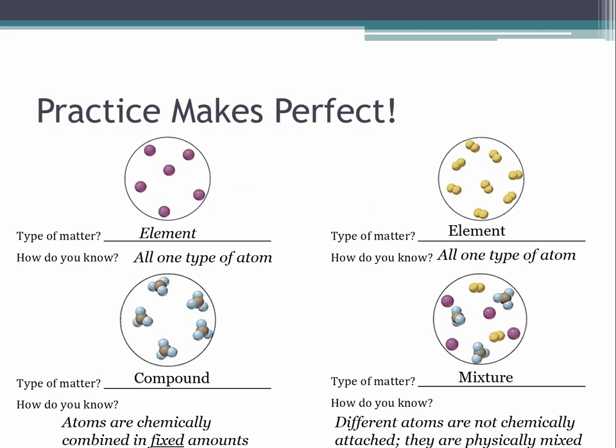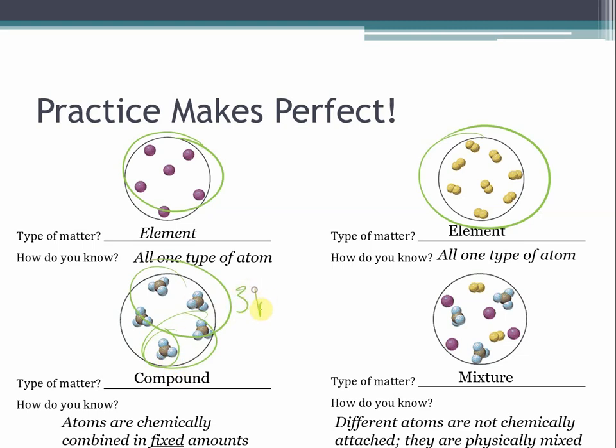All right, hopefully this is what you came up with. Again, these first two are both elements because they are all one type of atom. The only atom here is the purple atom. The only atom here is the yellow atom. So these are elements. Down here, we had a compound because it doesn't matter what portion of this thing I pick up, I'm always going to have the same proportion of 3 blue atoms to 1 gray atom.